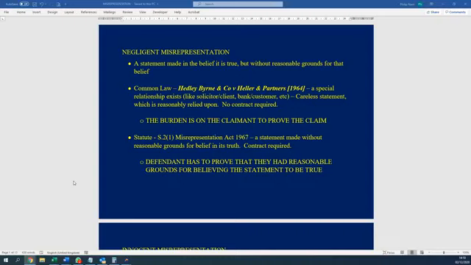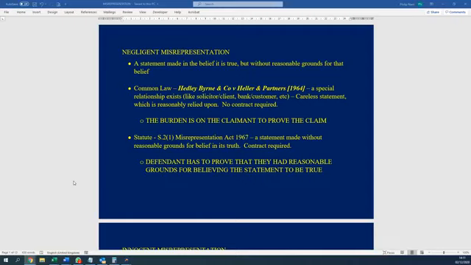And there's two types of negligent misrepresentation. There's the common law misrepresentation found in the case of Hedley Byrne and Heller and Partners, whereby a special relationship exists, like a solicitor and client or bank and customer, and in that case a statement must be careless and it must be reasonably relied upon, but there doesn't have to be a contract between the parties.